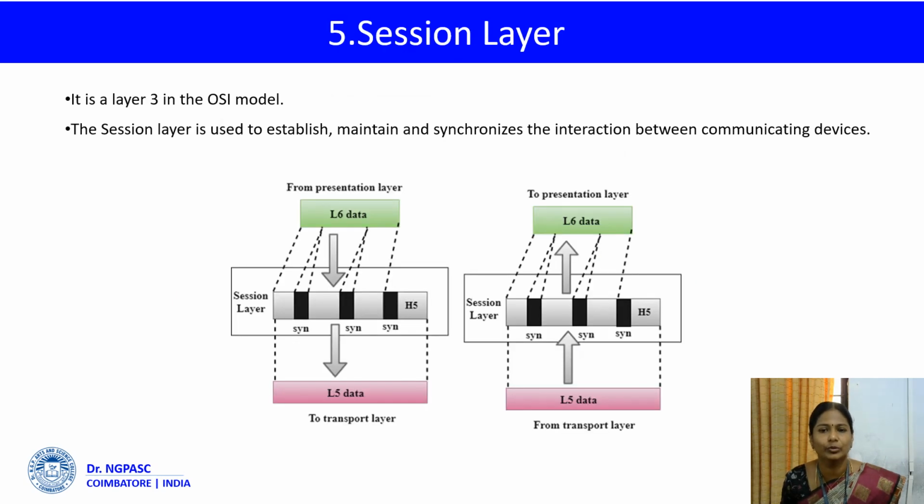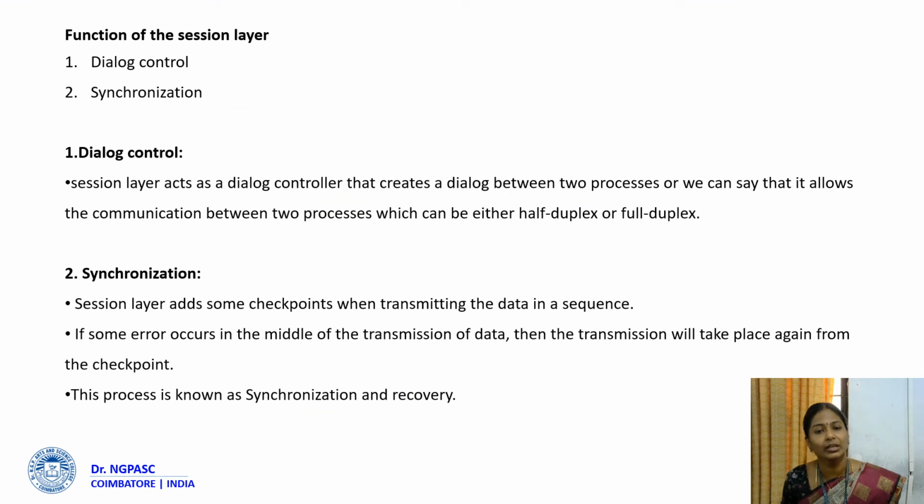Next, we move to the session layer. The session layer is the fifth layer in the OSI model. The session layer is used to establish, maintain, and synchronize the interaction between communicating devices. It accepts the data from the upper layer, the presentation layer, and transfers it to the transport layer. The functions of the session layer are dialog control and synchronization.